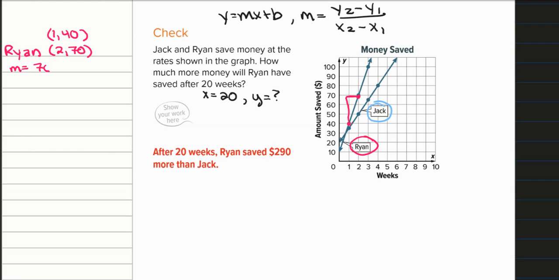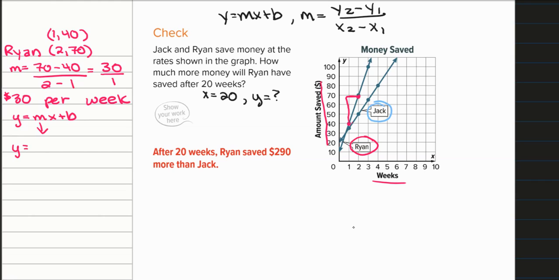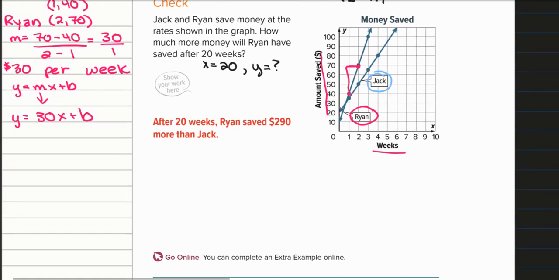So if we were to do our equation, we're going to have 70 minus 40 over 2 minus 1. That's going to end up being 30 over 1. So he's saving $30 per week. Okay, because week stands for our x, and that's our amount saved. So now we're going to figure out our equation. So y equals mx plus b. We know our m value, so we have y equals 30x plus b. We're going to plug in one of our points.